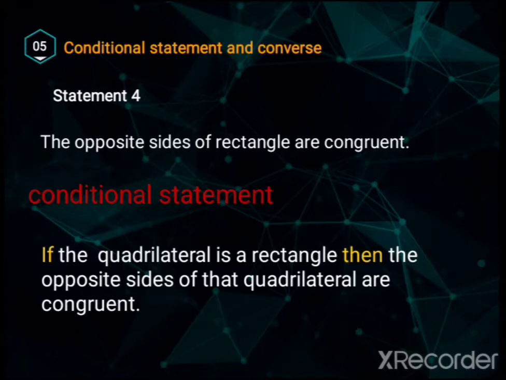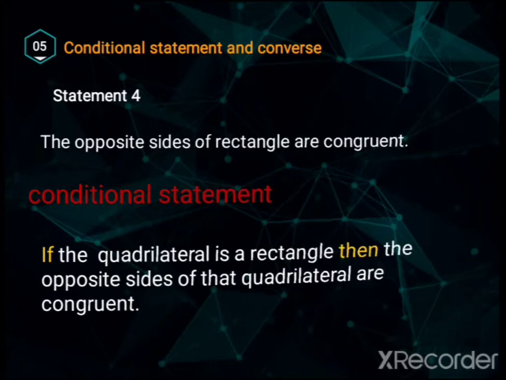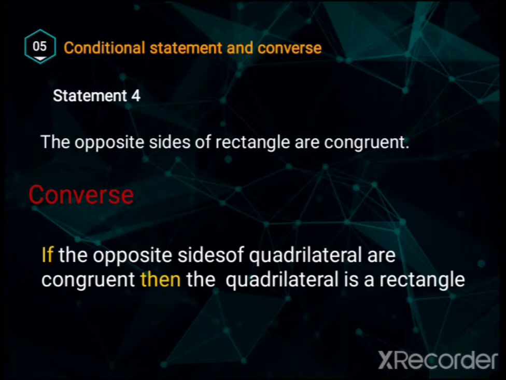Again, by exchanging the consequent and antecedent part, we will get its converse: if the opposite sides of a quadrilateral are congruent, then the quadrilateral is a rectangle. It is not necessary that it is a rectangle, it may be a parallelogram also. Therefore this converse statement is not true.